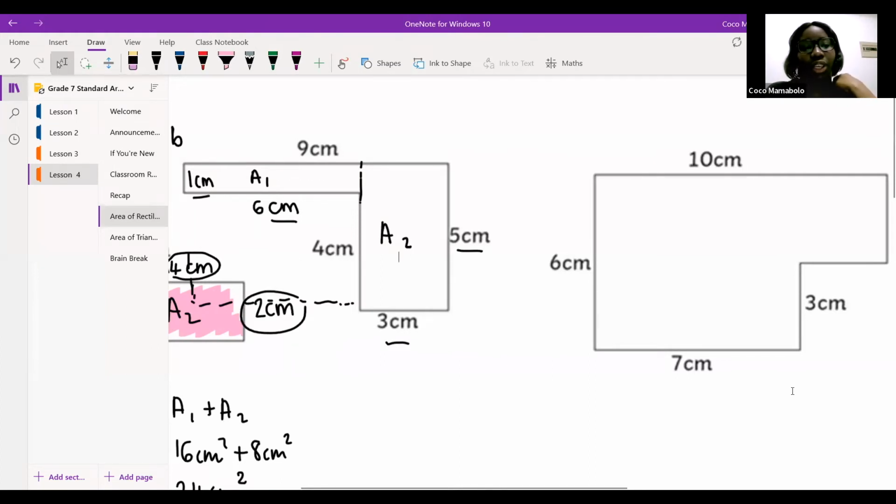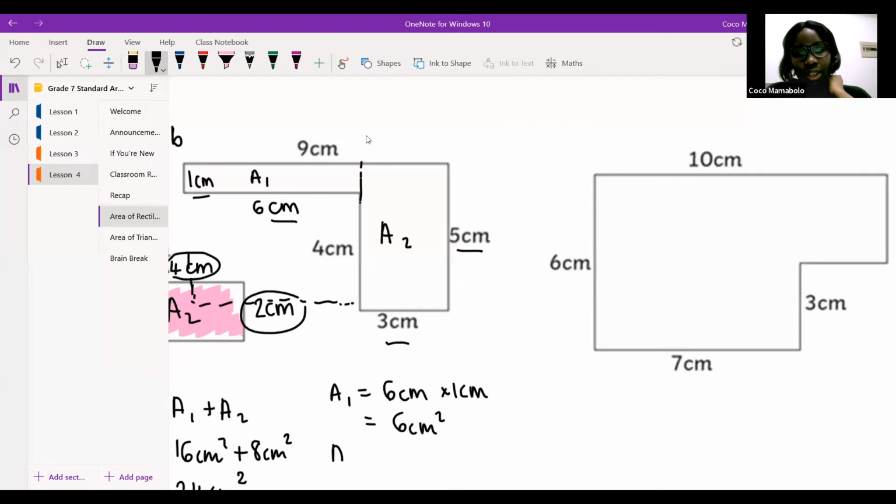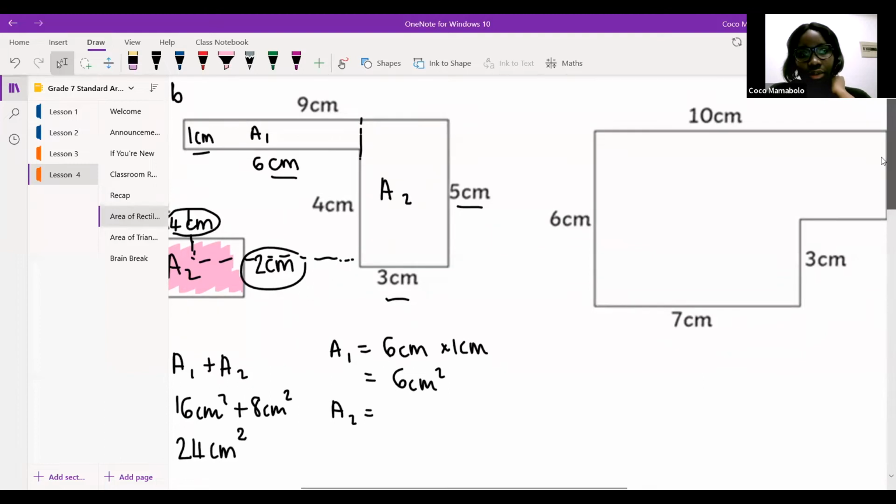All right. So can I ask you guys, I know many of you have already put the fire emoji in the chat. I need you to put the answer for question B in the chat, please. Go for it. So A1 is equal to 6 centimeters times 1 centimeter, which is equal to 6 centimeters squared. And A2 is equal to 5 centimeters times 3 centimeters, which is equal to 15 centimeters squared.